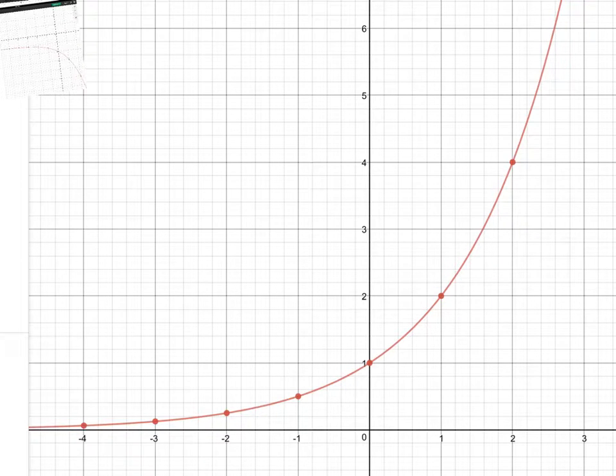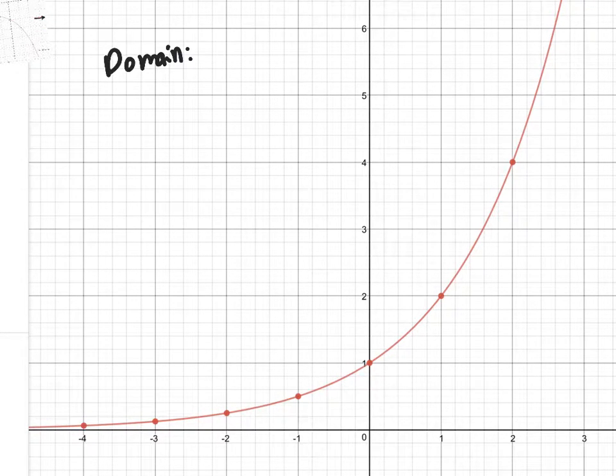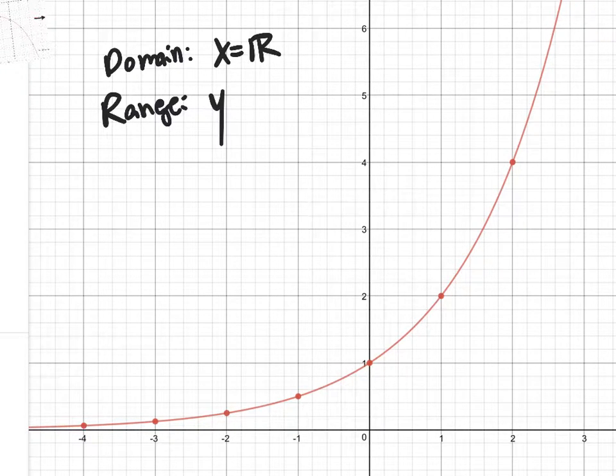Anyhow, what about this positive growth one? What else could we say? Could you guys give me the domain value? X equals all real numbers, and you have to say x equals. How about the range? The range is y equals. Y is greater than 0. Good. Why do we know that?